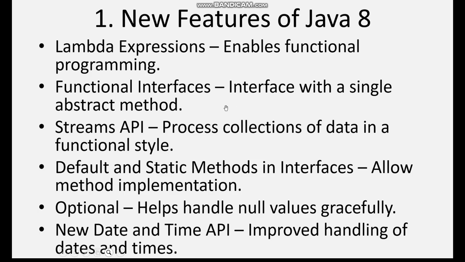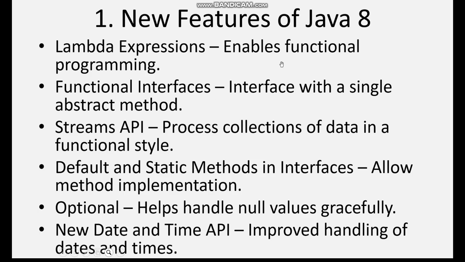And if you want to tell the compiler that this interface is a functional interface, then you can use the @FunctionalInterface annotation on it, so that the compiler will be aware that a single abstract method will be there. Then we have the Streams API feature that processes collections of data in a functional style. Then we have default and static methods in interfaces. It allows method implementation, meaning from Java 8 onwards in interfaces you can provide the default method definition and static method definition also. But an abstract method will not have a definition.